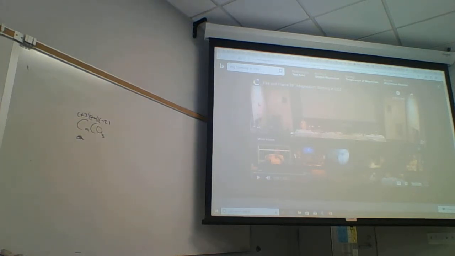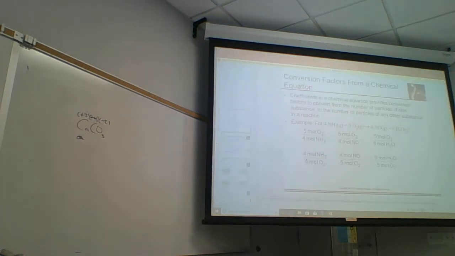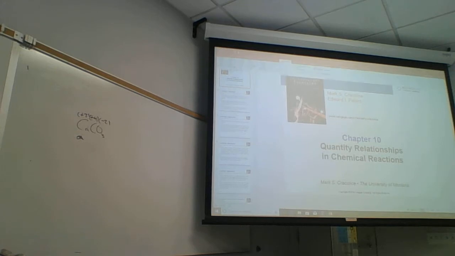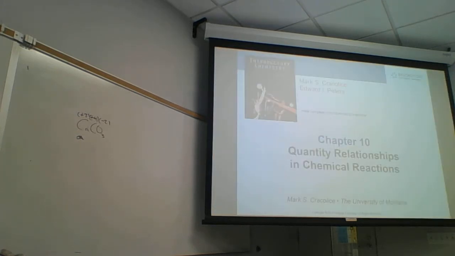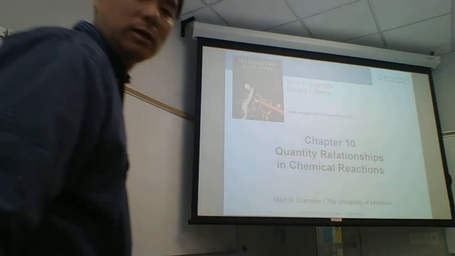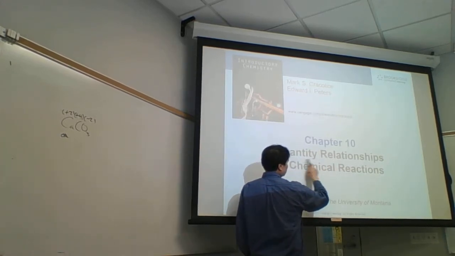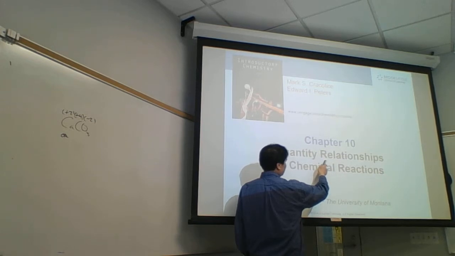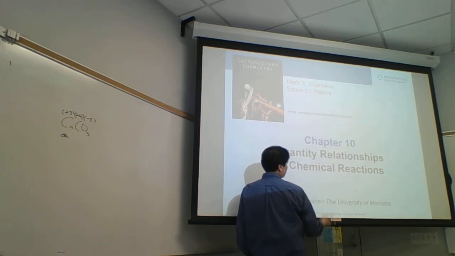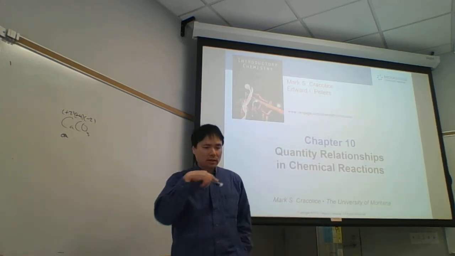What we're going to do is we're going to start the next chapter. We're kind of behind. A little bit of catch up. The next chapter deals with something called stoichiometry. Stoichiometry is the quantity relationships, i.e. stoichiometry in chemical reactions. Stoichiometry is like how much.